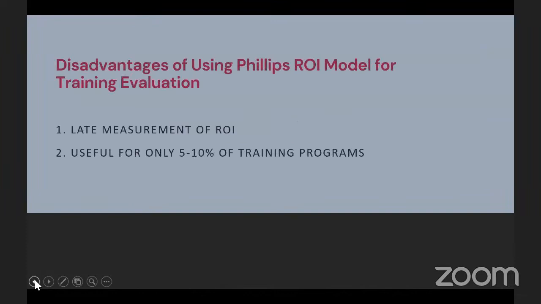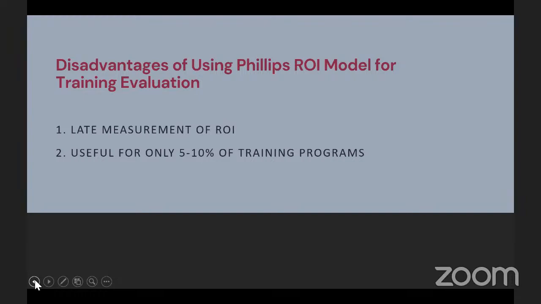Disadvantages of this ROI is late measure of return on investment. Like I said in my previous slide also, the Philips ROI has a little slow process, and you won't come to know your profit measurement right on the second or the third stage. You will have to wait till the fifth level so that you can calculate your ROI. So yes, it is a little late process, and the measurement of this takes time.